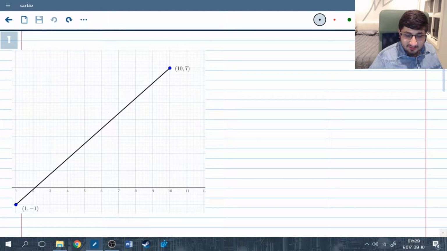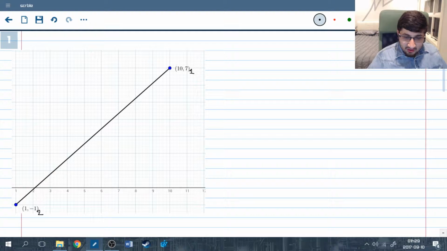Today we will be looking at the distance formula between any 2 points. For example, we have 2 points over here. We'll call this point 1, which is (10, 7), and point 2, which is (1, 1). Notice we have a straight line going between these 2 points, and the length of this line is what we want to figure out. This is the exact distance between the 2 points.